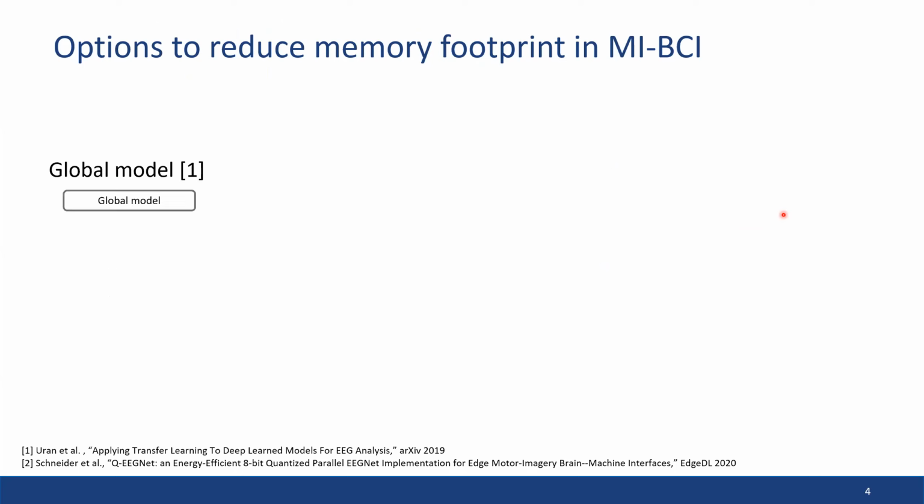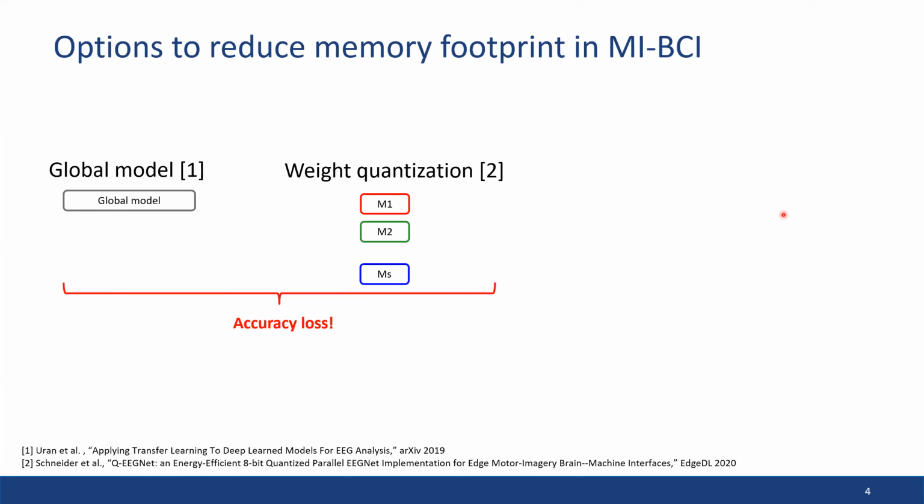So one option would be to just use one global model for all of the subjects. Another way is to reduce the precision of our model weights. So we can, for example, use 8-bit fixed point instead of 32-bit floating point weights. However, both either using the global model or doing weight quantization has been shown to yield lower classification accuracy.